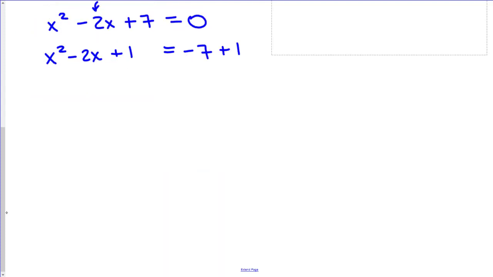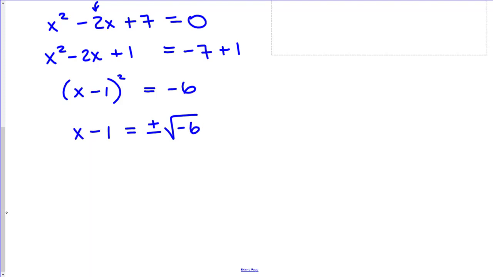Next, x squared minus 2x plus 1 is a perfect square trinomial, which will factor into x minus 1 quantity squared. -7 plus 1 results in -6. So when I take the square root of both sides, I have x minus 1 is equal to the plus or minus square root of -6. And then I'm going to add 1 to the other side. So x equals 1 plus or minus the square root of a negative. You can only pull out the factor i and express it as i square root of 6. Now, what's happening here is I have two complex solutions.